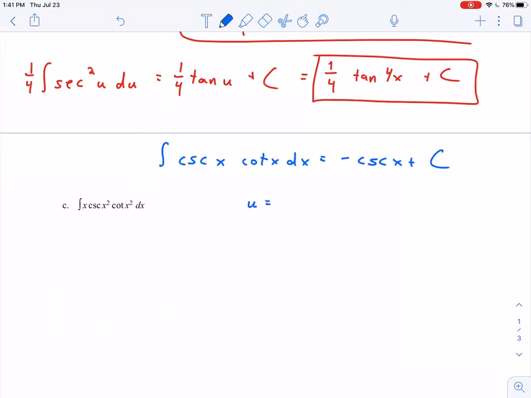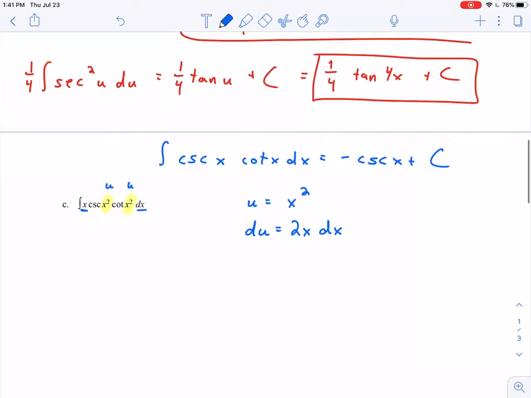So u will be x squared. Du then will be 2x dx. So all right, let's look at this. Here's u. That's x squared, so I have u here, and I have a u here. And then for du, I've got x dx left over. So I don't have this 2. Let's go ahead and get rid of that. So I'll multiply both sides by 1/2. So I have 1/2 du is equal to x dx.